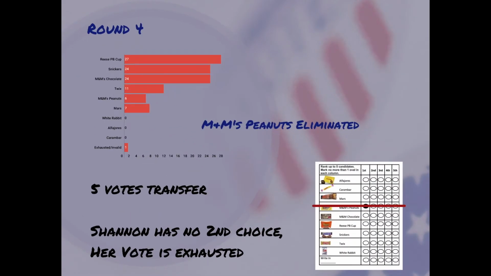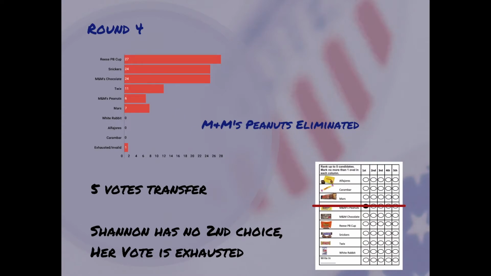The next candidate to be eliminated is peanut M&Ms. And so I kept everything in the same order as the first vote, and you can see that Mars actually overtook peanut M&Ms. Peanut M&Ms had more first votes than Mars, but is eliminated before it.